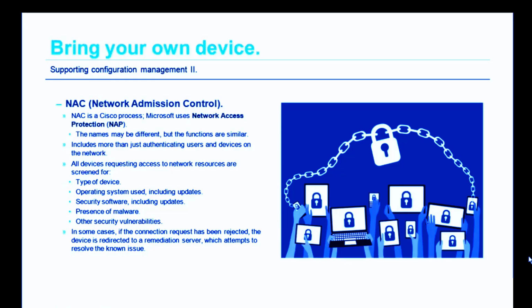In an advanced setup, if the device requesting the connection has been rejected, the device is then redirected to a remediation server, which attempts to resolve the known issues. So if the security software is out of date, the remediation server may try and bring it up to date and then allow that device to connect to the corporate network.